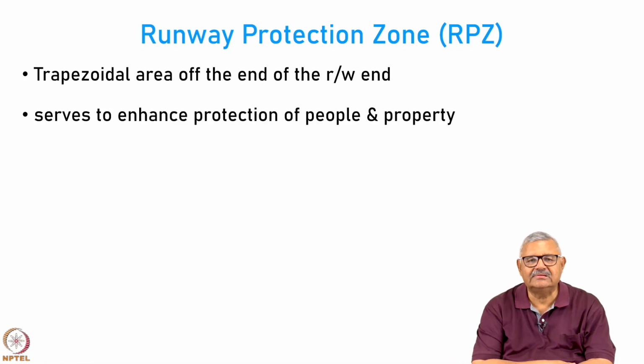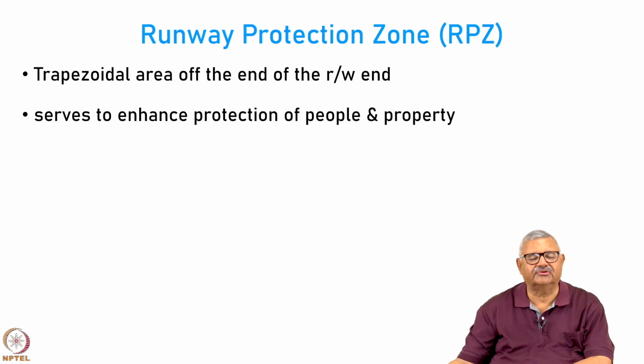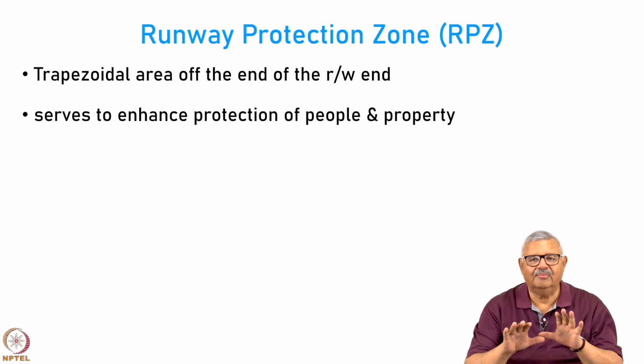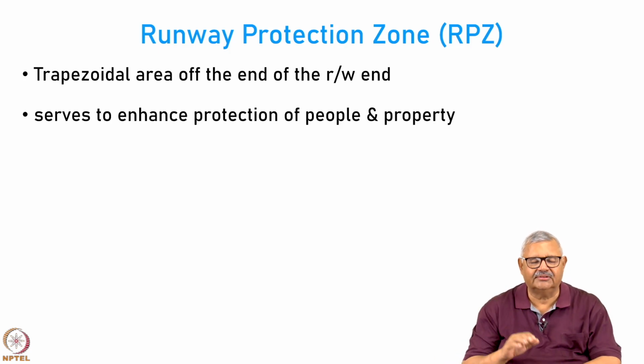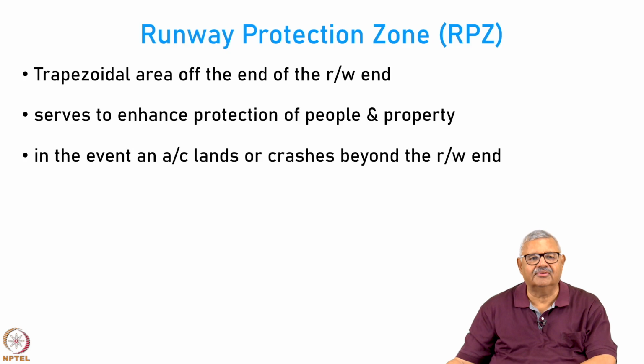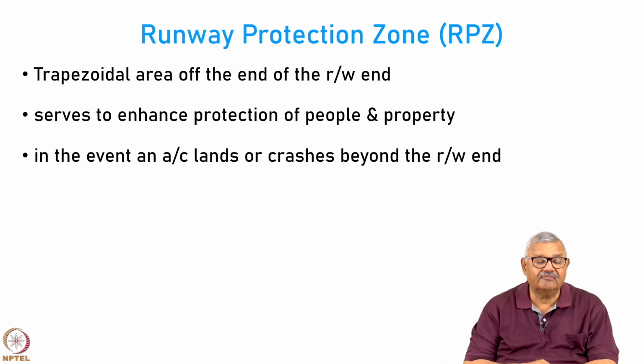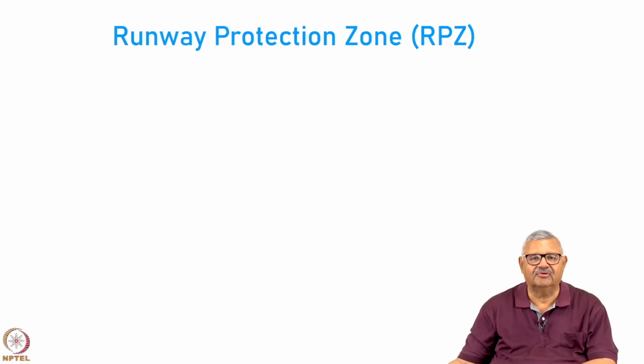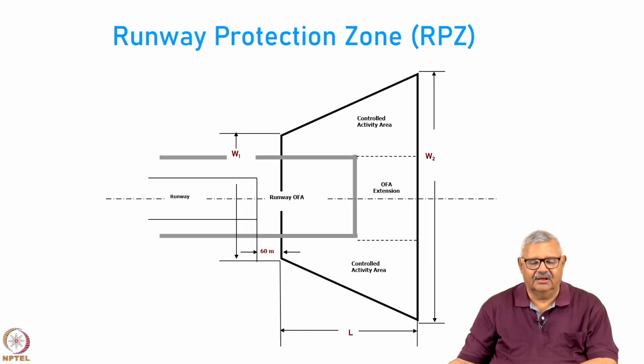The purpose of RPZ is to enhance the protection of the people and property. We had one object free area where absolutely nothing is permitted. This is also an area where we would like to ensure that we have control on what comes up there. So, in the case of an event that the aircraft lands or crashes beyond the runway end, the RPZ area is protecting the aircraft from severe damage. You can see the image of the RPZ.